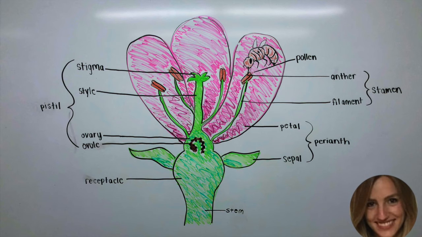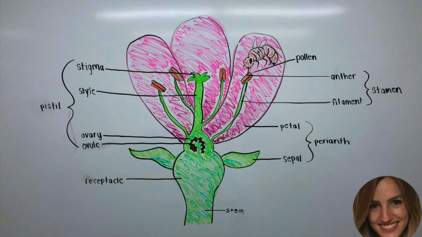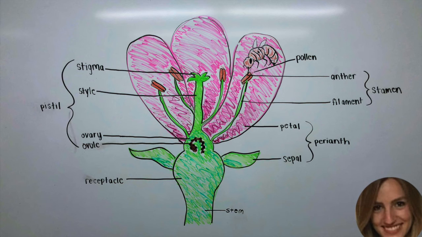Pollen can also be carried from an angiosperm stigma to another stigma by wind, bats, insects, hummingbirds, etc. Petals are often colored to attract pollinating insects, while sepals are usually smaller.